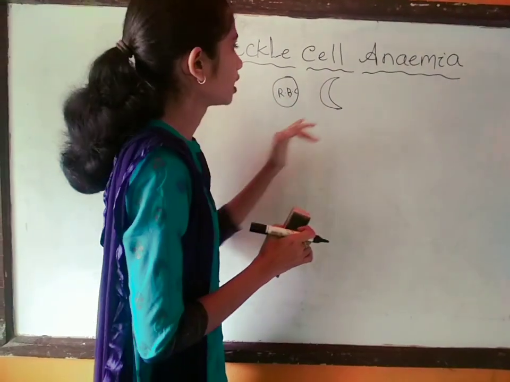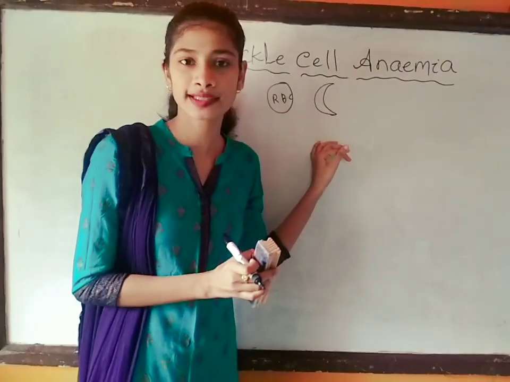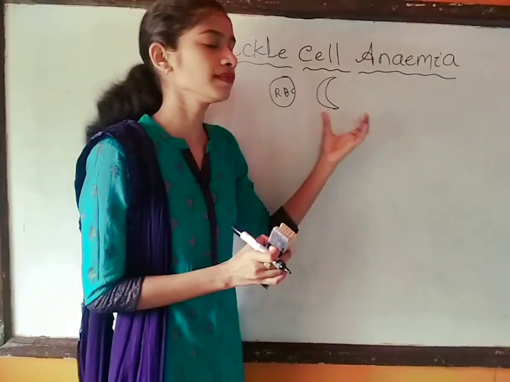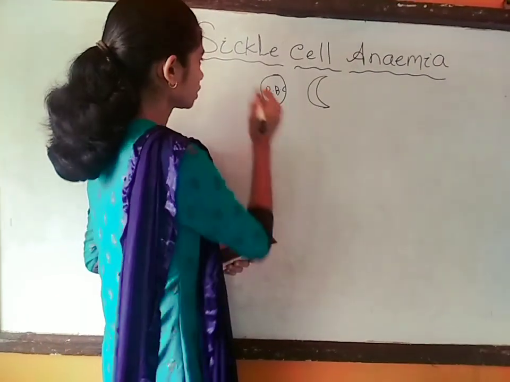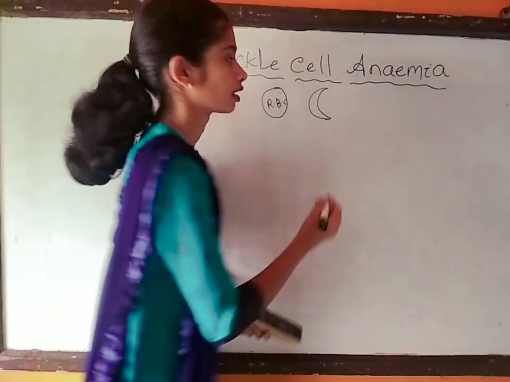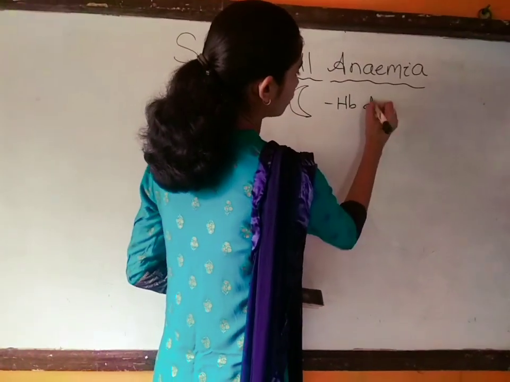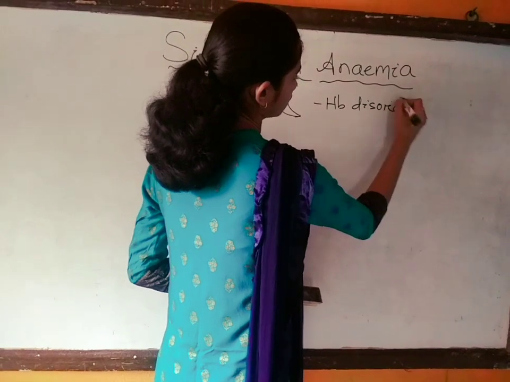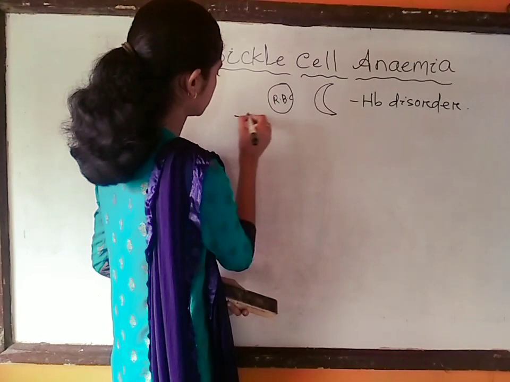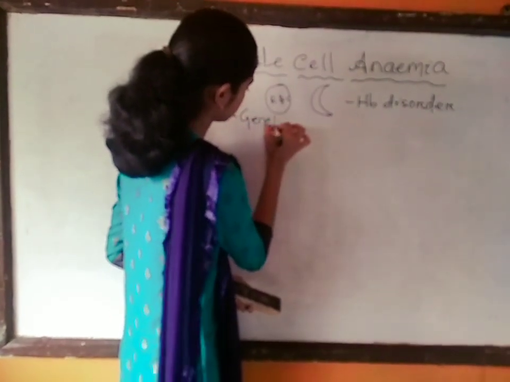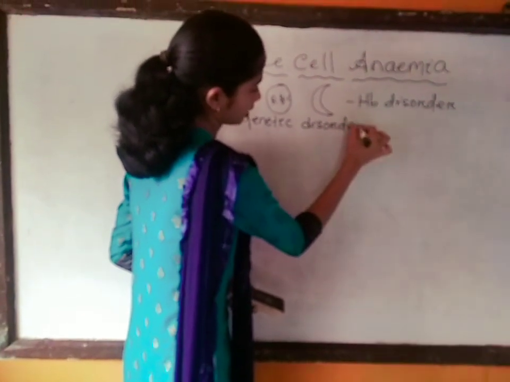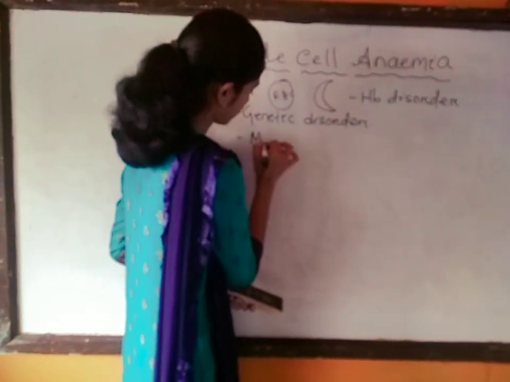So in this case, the hemoglobin-containing RBC becomes sickle-shaped. The structure or shape of RBC becomes sickle. So in this case, it's a hemoglobin disorder, and it is also a genetic disorder. And here it's also a Mendelian disorder.